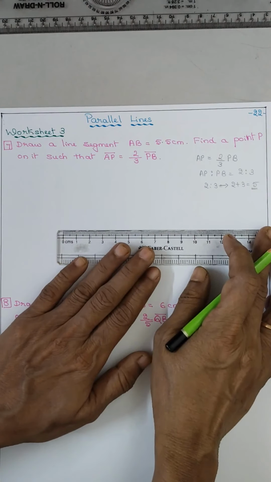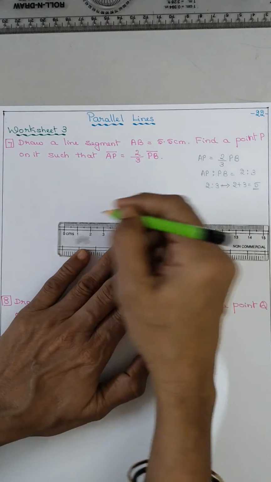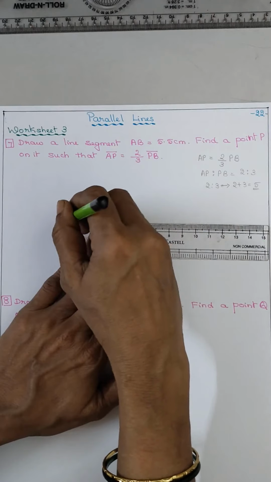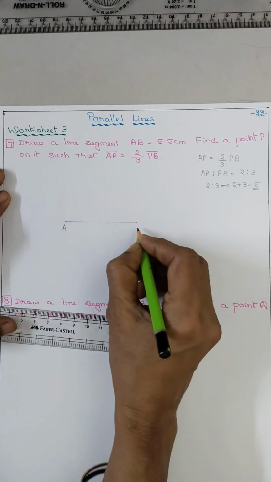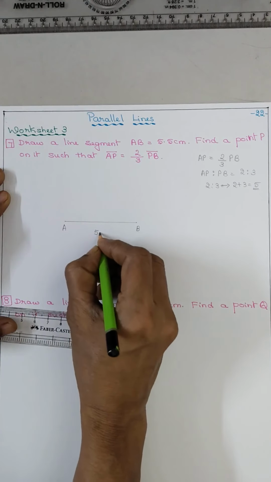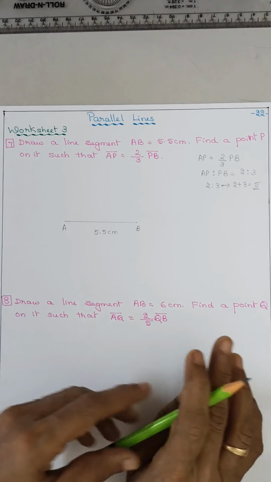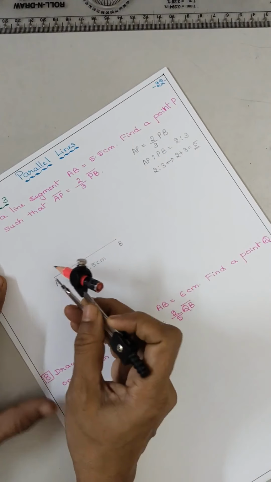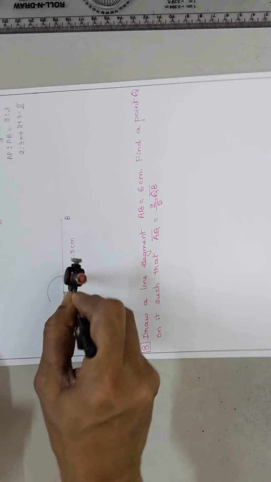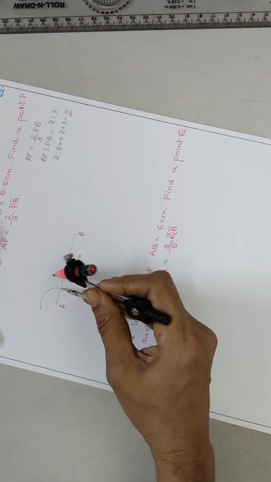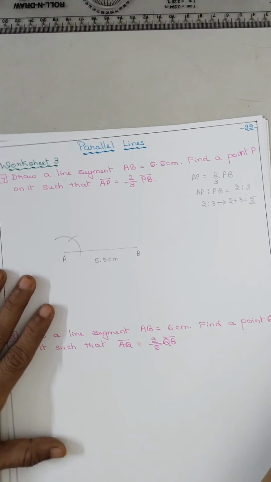Okay, 5.5. This is 5.5. Join, this is A, B, 5.5 centimeter. Now at A, draw an arc, and cut that arc with the same measurement at B.